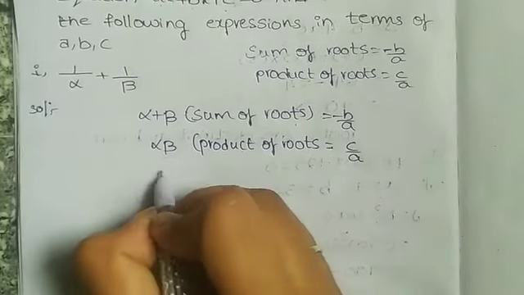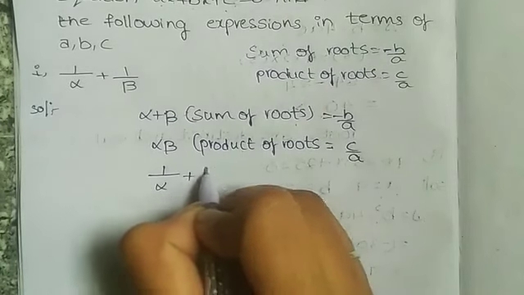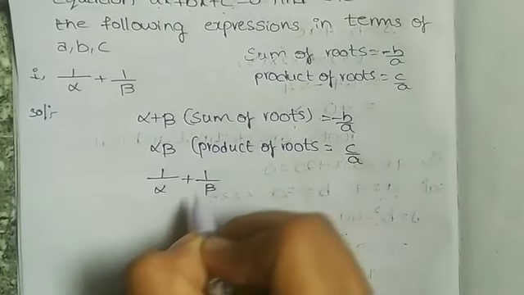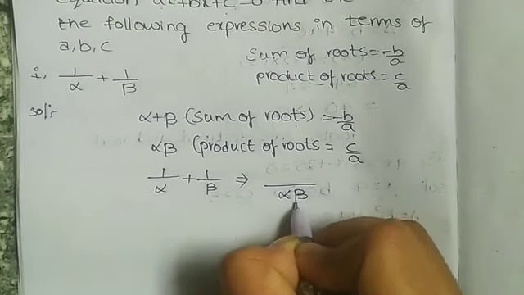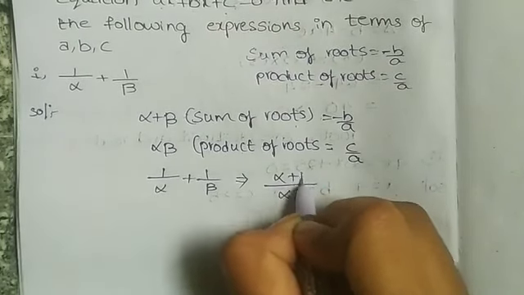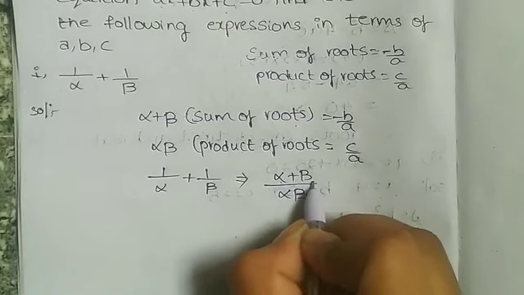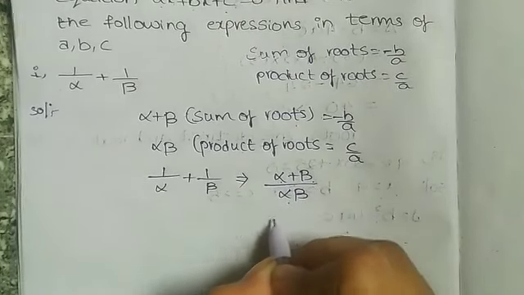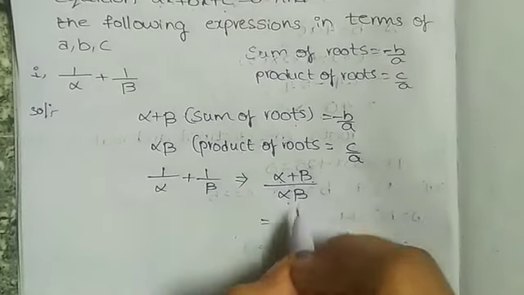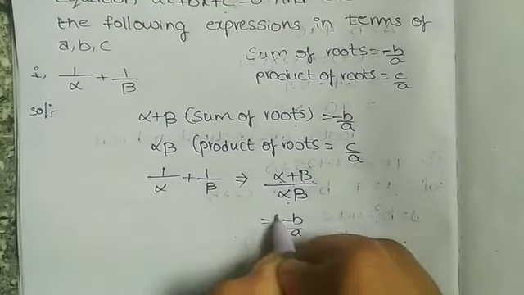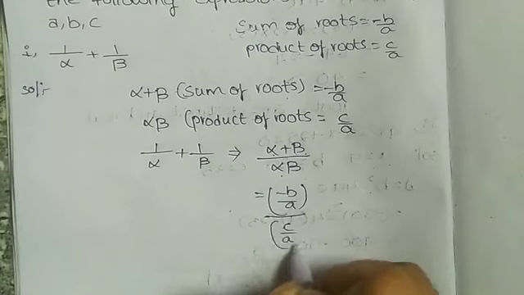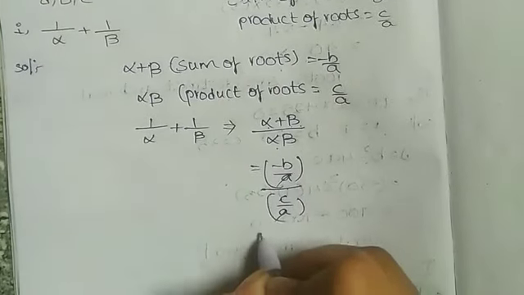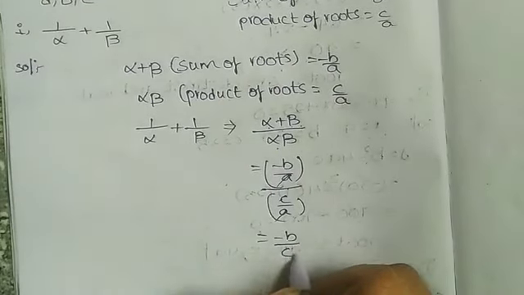Now what we have to do? 1 by alpha plus 1 by beta, taking alpha beta as LCM. So here alpha plus beta. Now we have alpha plus beta value and alpha beta value. Substitute them. Alpha plus beta value is minus b by a, and alpha beta value is c by a. A cancels. So the answer is minus b by c.